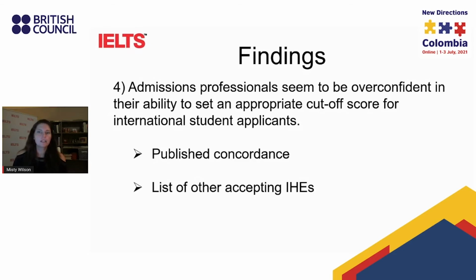The over-reliance on concordance, and then the list of what other institutions were accepting was also influential in the scores that they were setting. So they looked at the other institutions, what decisions they were making about the score, and then chose it based on that. And again, this seemed to have an overconfidence in that and not understand that other institutions might have support systems that they don't have. Even if they're peer or aspirant institutions, it doesn't mean that they're equal.